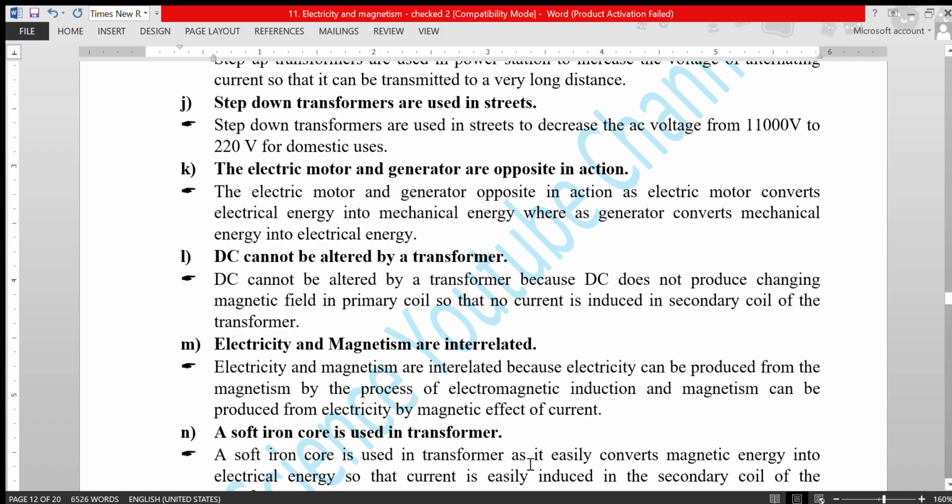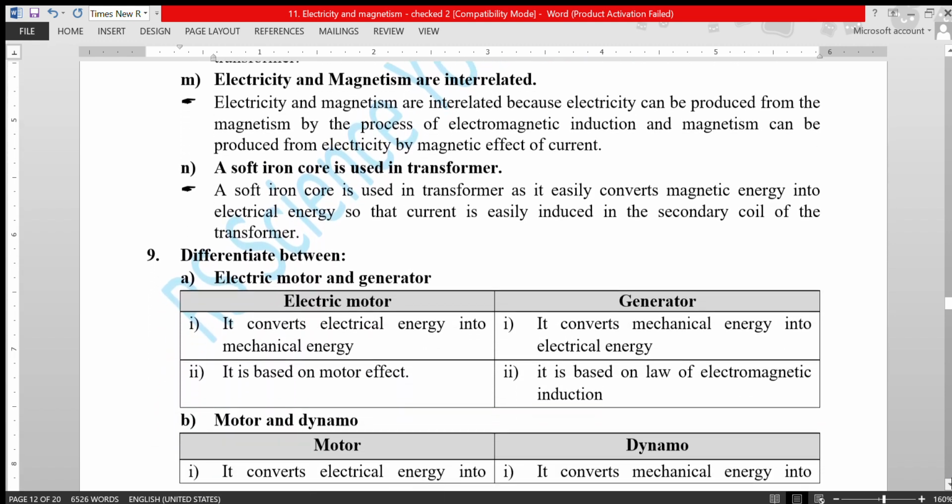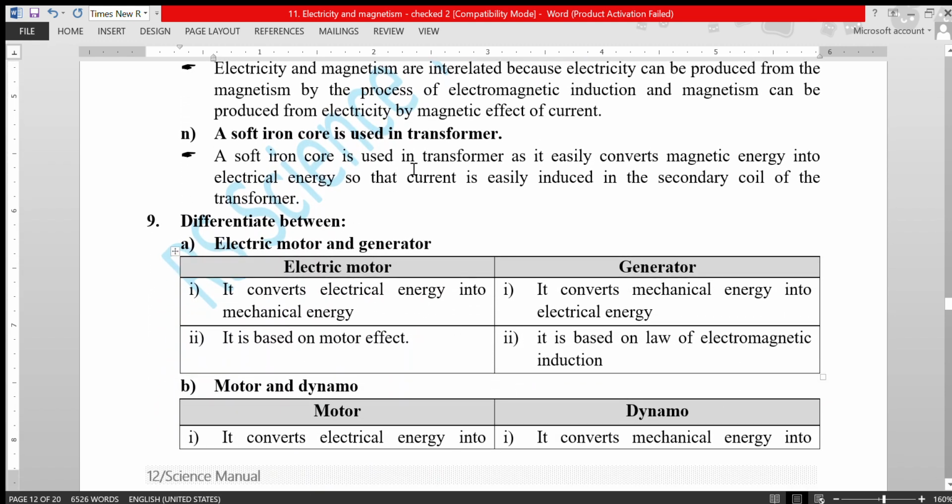A soft iron core is used in the transformer as it easily converts mechanical energy into electrical energy so that current is easily induced in the secondary coil of the transformer.